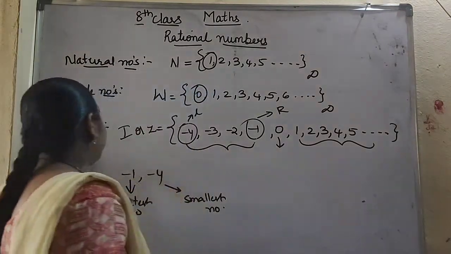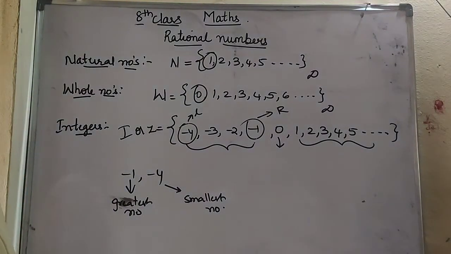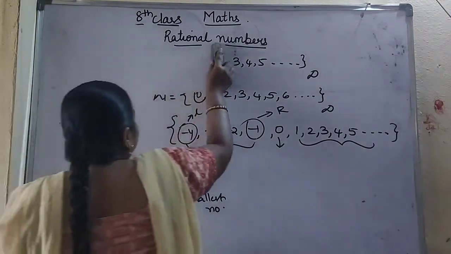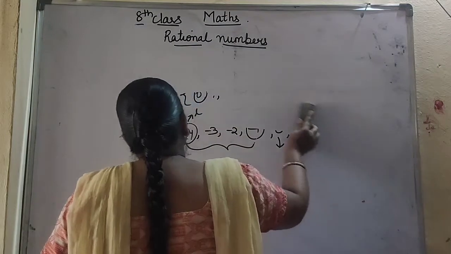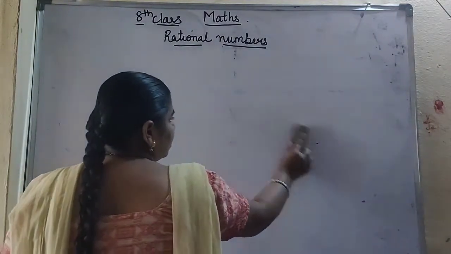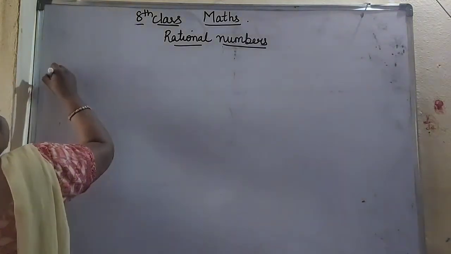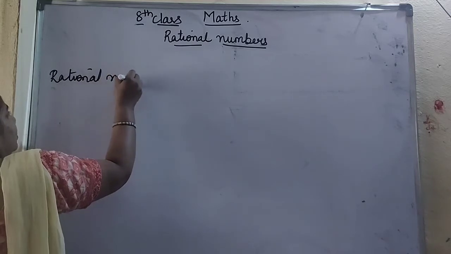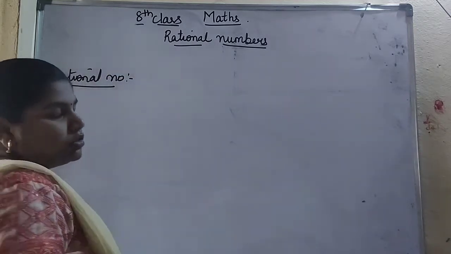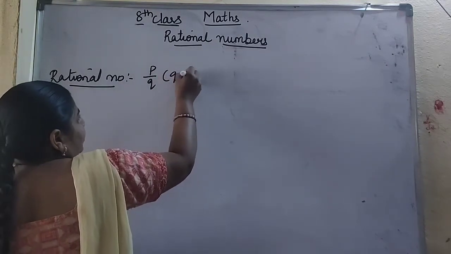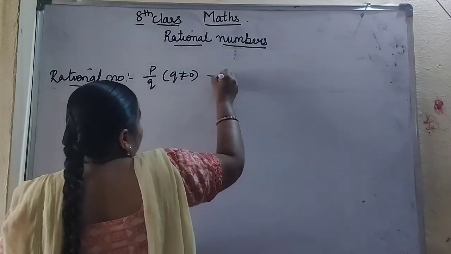We have already learnt about integers and whole numbers in earlier classes. Now we will start rational numbers. Which type of numbers do we call rational numbers? All the rational numbers will be in the form of P by Q, where Q is not equal to 0.